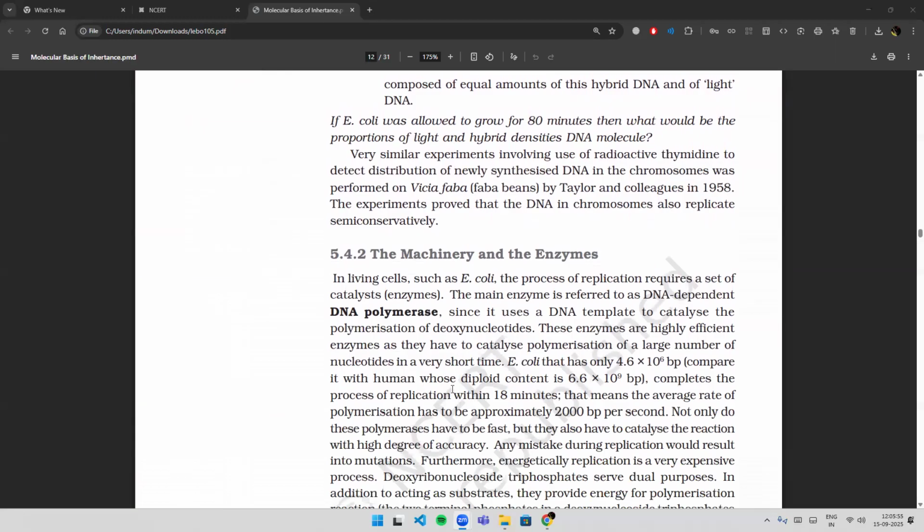If E. coli was allowed to grow for 80 minutes, then what would be the proportions of light and hybrid density DNA molecules? Very similar experiments involving use of radioactive thymidine to detect distribution of newly synthesized DNA in the chromosomes were performed on Vicia faba by Taylor and colleagues in 1958. The experiments proved that the DNA in chromosomes also replicates semi-conservatively.